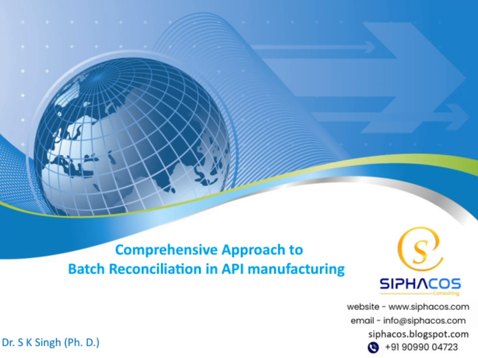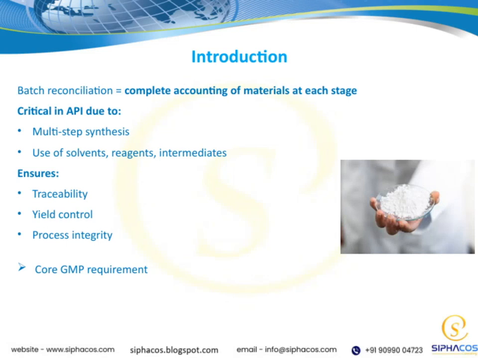Let's get started. Let's talk about batch reconciliation. Essentially, it's the complete accounting of materials at each stage of the process. This step is critical in API manufacturing because of the complexity involved in multi-step synthesis. You have to carefully track solvents, reagents, and intermediates to ensure everything is documented accurately.